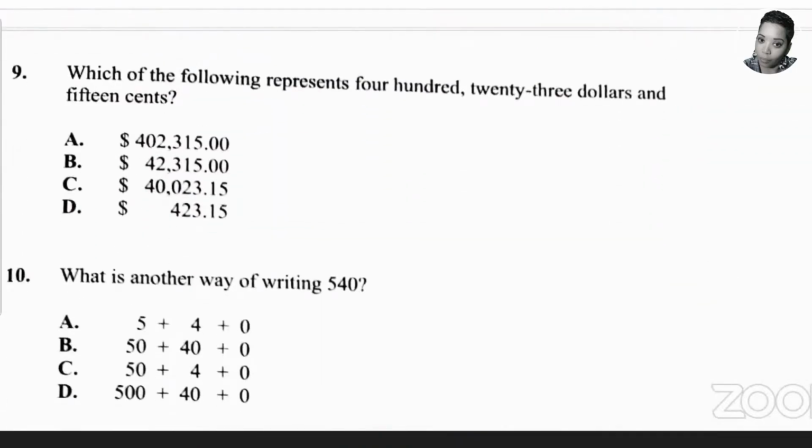Question 9, which of the following represents $423.15? Option A is $402,315. That doesn't have anything with cents. So again, looking at the options, we would either select C or D based on the 15 cents there, but it says 400. So again, C has $40,023. D is the answer. That's the option that represents $423.15.